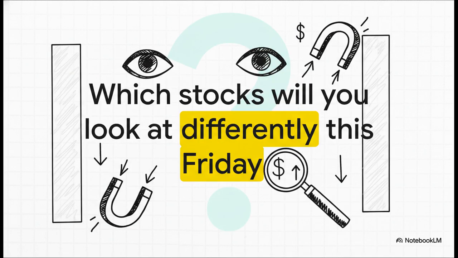So the next time you see a stock just inexplicably stuck at a certain price, you'll know what's going on behind the scenes. You'll know to look a little deeper, to check the open interest. You can now see the market's invisible walls and magnets. So the only question left is, what are you going to be looking for this Friday?